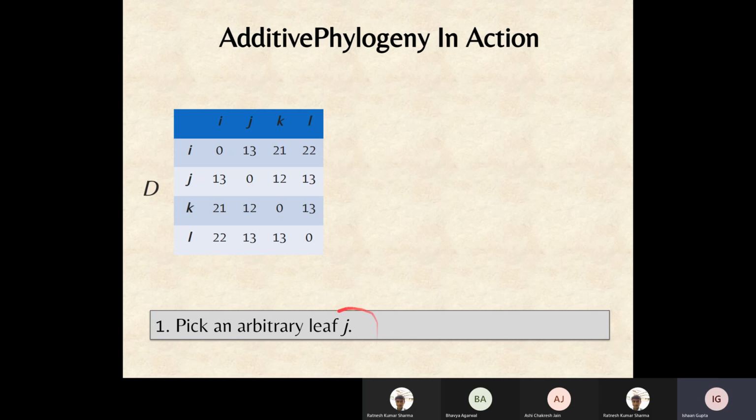So let us say we pick the leaf J. Now we implement the limb length algorithm. We try to calculate all possible limb lengths for J. And the answer that we get after implementing this is 2.